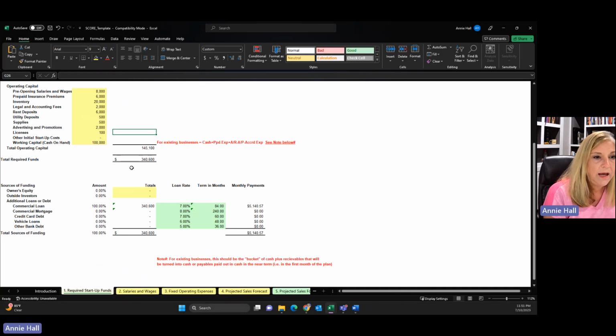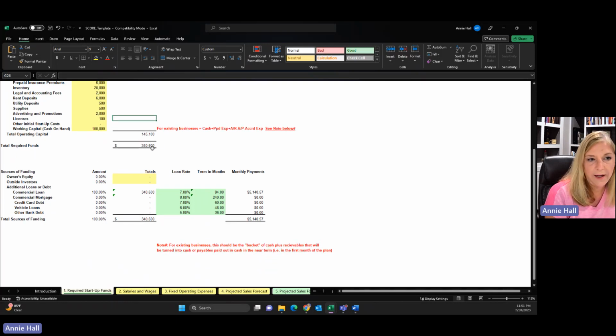All right. Now, so we know we need $340,600, and the question is, where is it coming from? So now we have choices of where we could get this money, right? We can get it from ourselves. That would be owner equity. That's basically the owner's going to put his own money into the company. That's like you're investing in your company. So that whatever amount you invest is your equity. It's your ownership in the company. We could also ask outside investors to put money in the company. We could go get a loan.